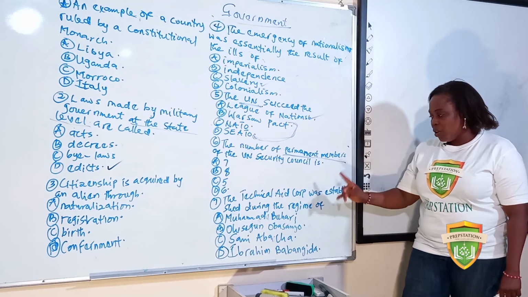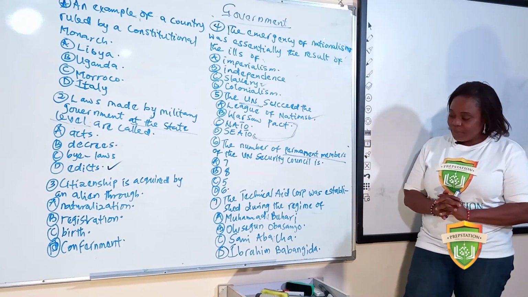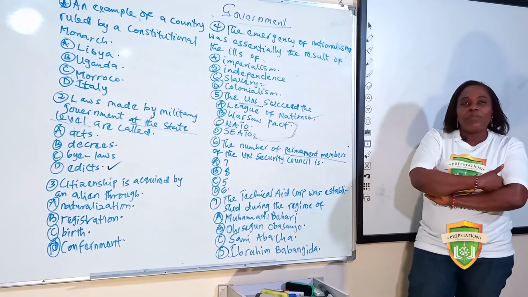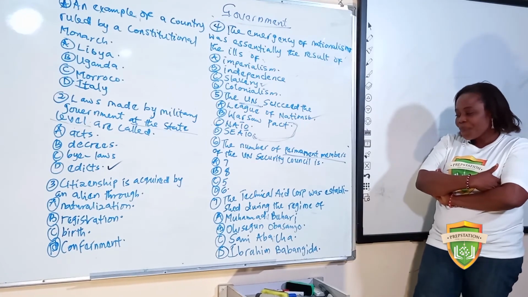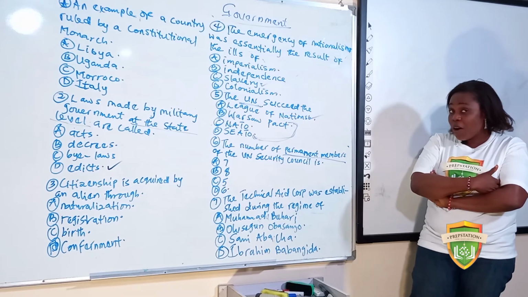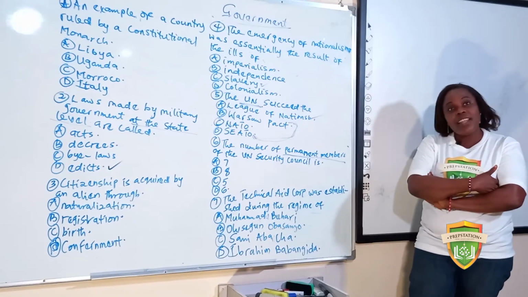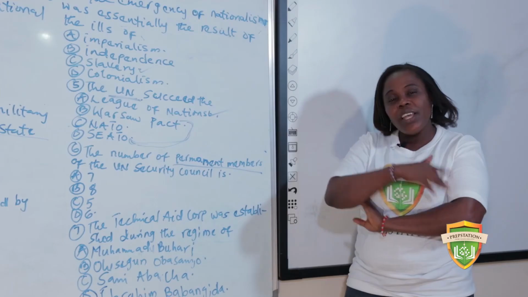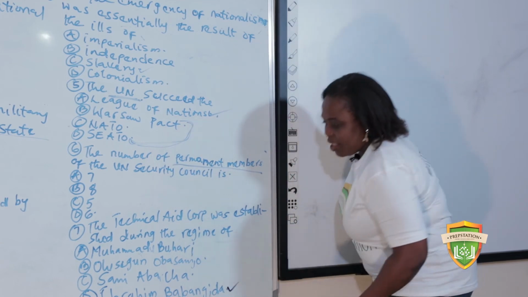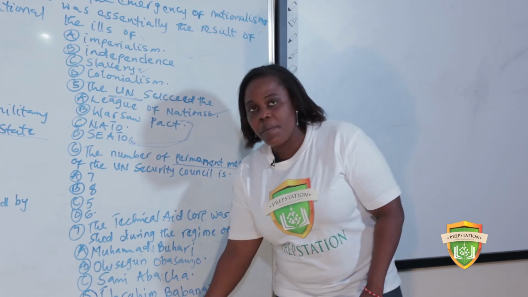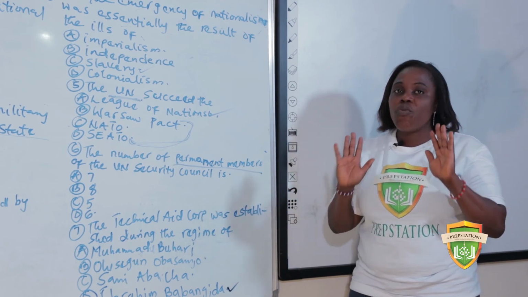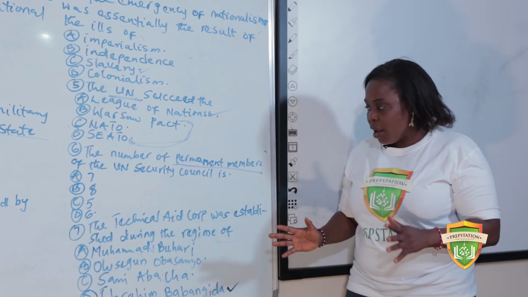In which person's regime was it established? Look at it very well. Should I give you a clue? Let me see if you're able to guess. 1989. Who do you think was ruling at that time? Which head of state? Think no further. The answer is D, Ibrahim Babangida. It was during the reign of Ibrahim Babangida that the Technical Aid Corps was established, and it really thrived well. It did a lot of things and all that.